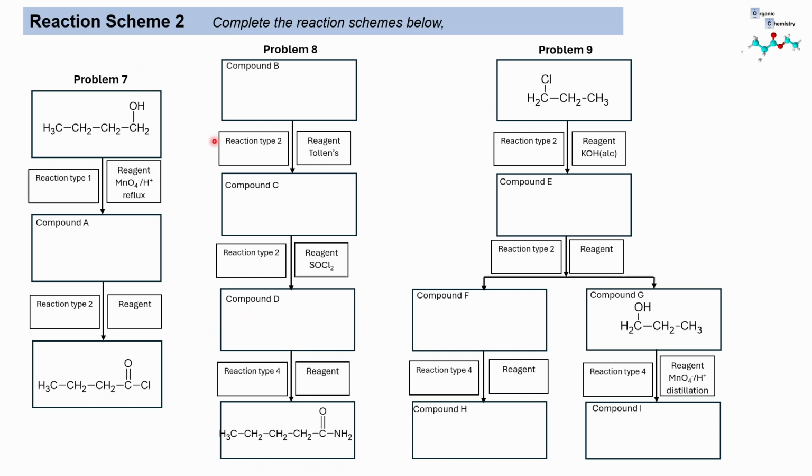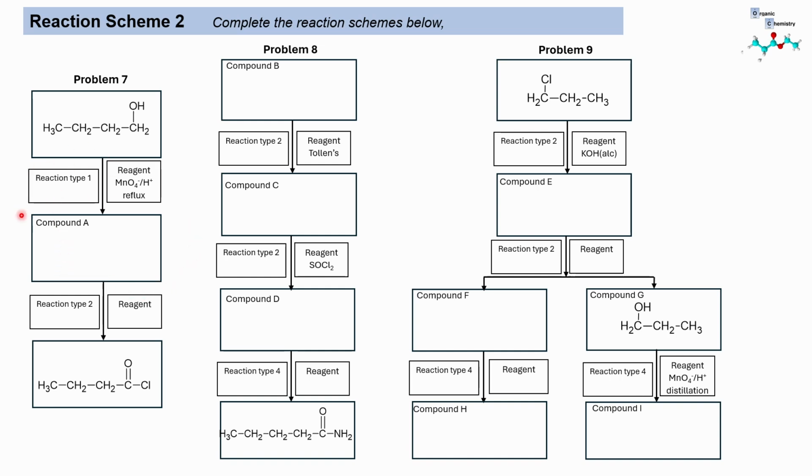Okay, so if we start with the first one here, we can see that we have a butan-1-ol, which is a primary alcohol. Now, a primary alcohol we know can be oxidized to an aldehyde and then on further to a carboxylic acid. If we carry out this reaction and we set up as a distillation, we can separate the aldehyde. However, if we carry out this reaction under reflux, if we're oxidizing this using acidified permanganate under reflux, it will make sure that the reaction goes to completion and produces the carboxylic acid.